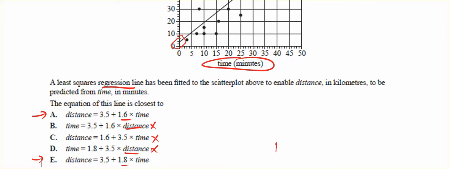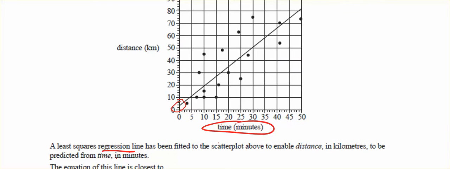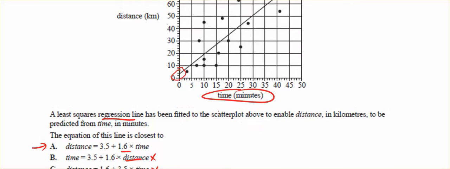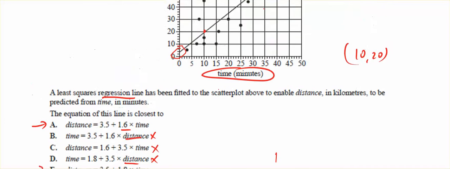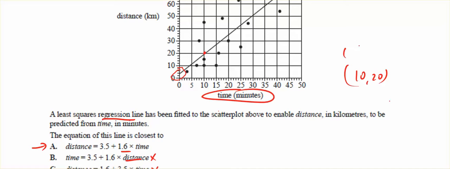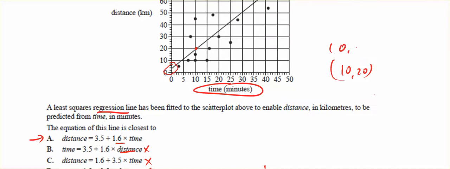So let's work out the gradient of the line. To work out the gradient of the line, we just need to choose 2 points. Now I know 1 point. This is awfully close to 10, 20. Okay. Another point is, we know the y-intercept's around 3.5, so we're going to go 0, 3.5 because that's a y-intercept. Now we can use the formula to find the gradient: 20 minus 3.5 divided by 10 minus 0.